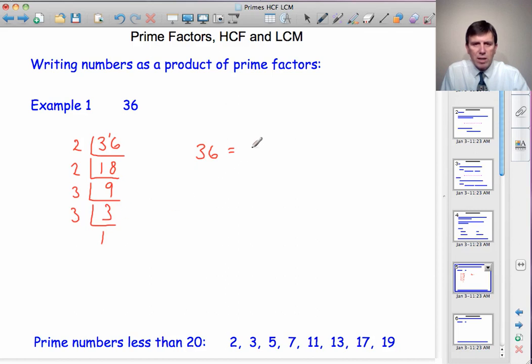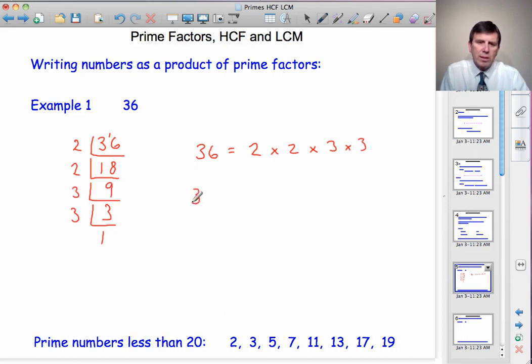We've done all that dividing, and the reverse of that is multiplying. So it's 2 times 2 times 3 times 3. Let's just check it. 2 times 2 is 4. 4 times 3 is 12. 12 times 3, well, 10 threes are 30. 2 threes are 6, so 12 threes are 36.